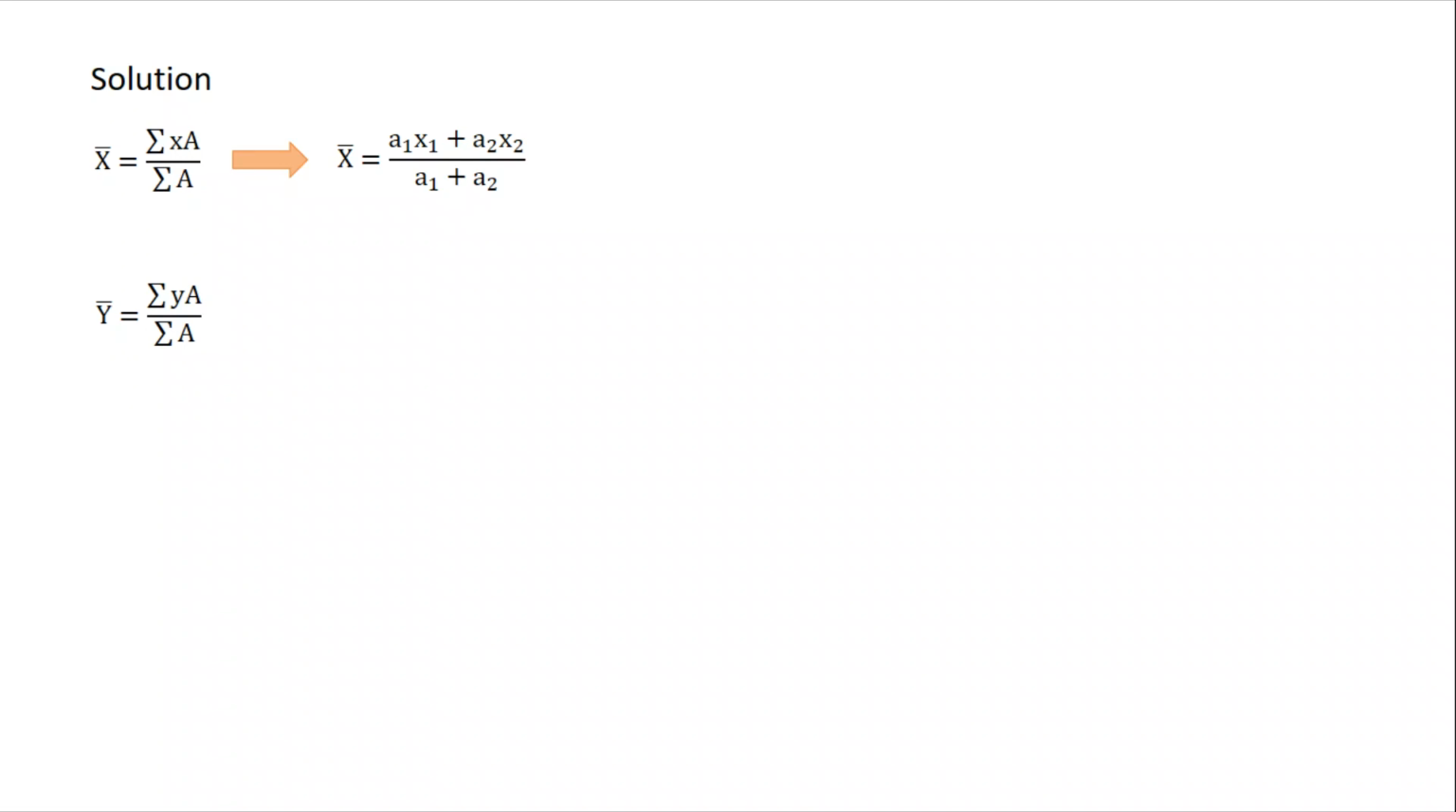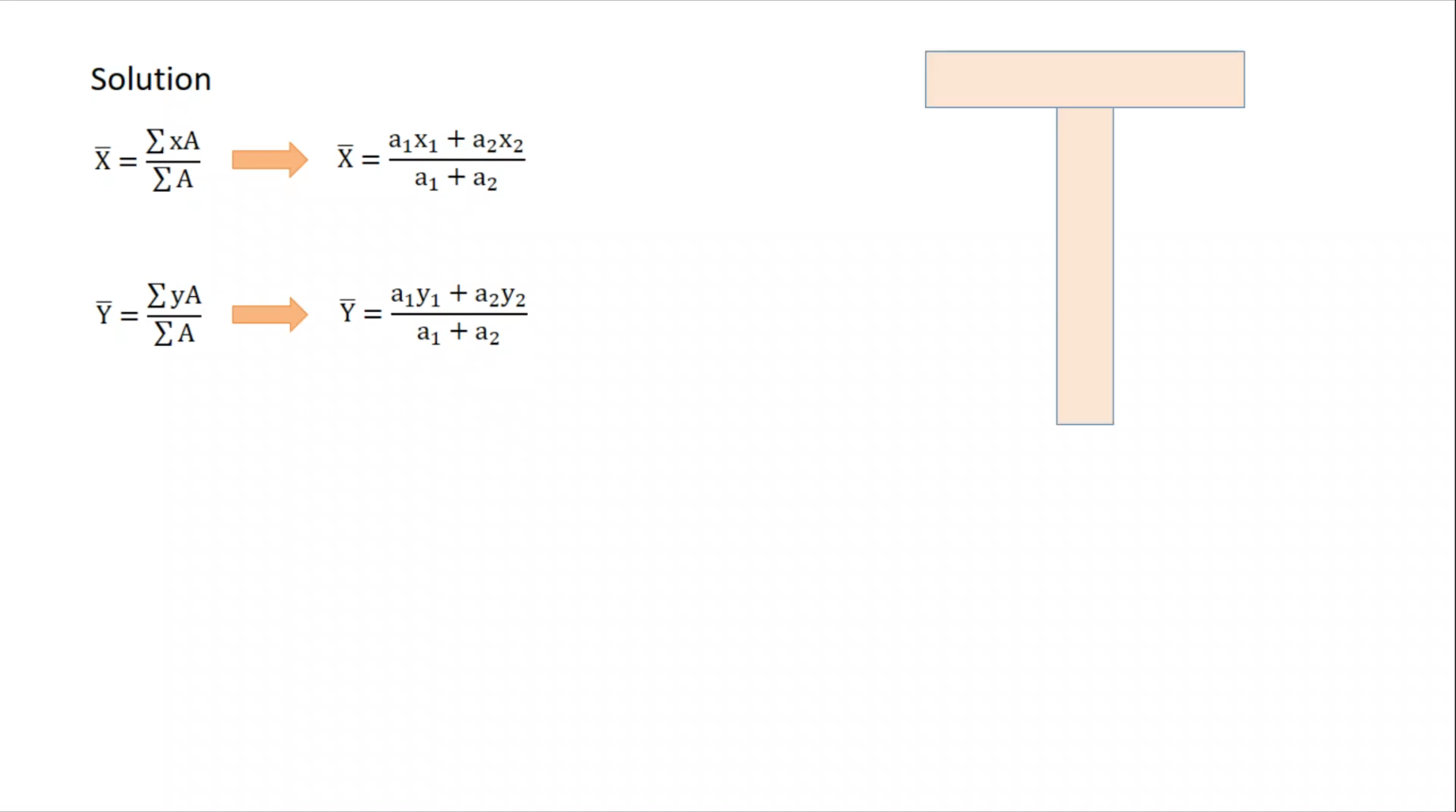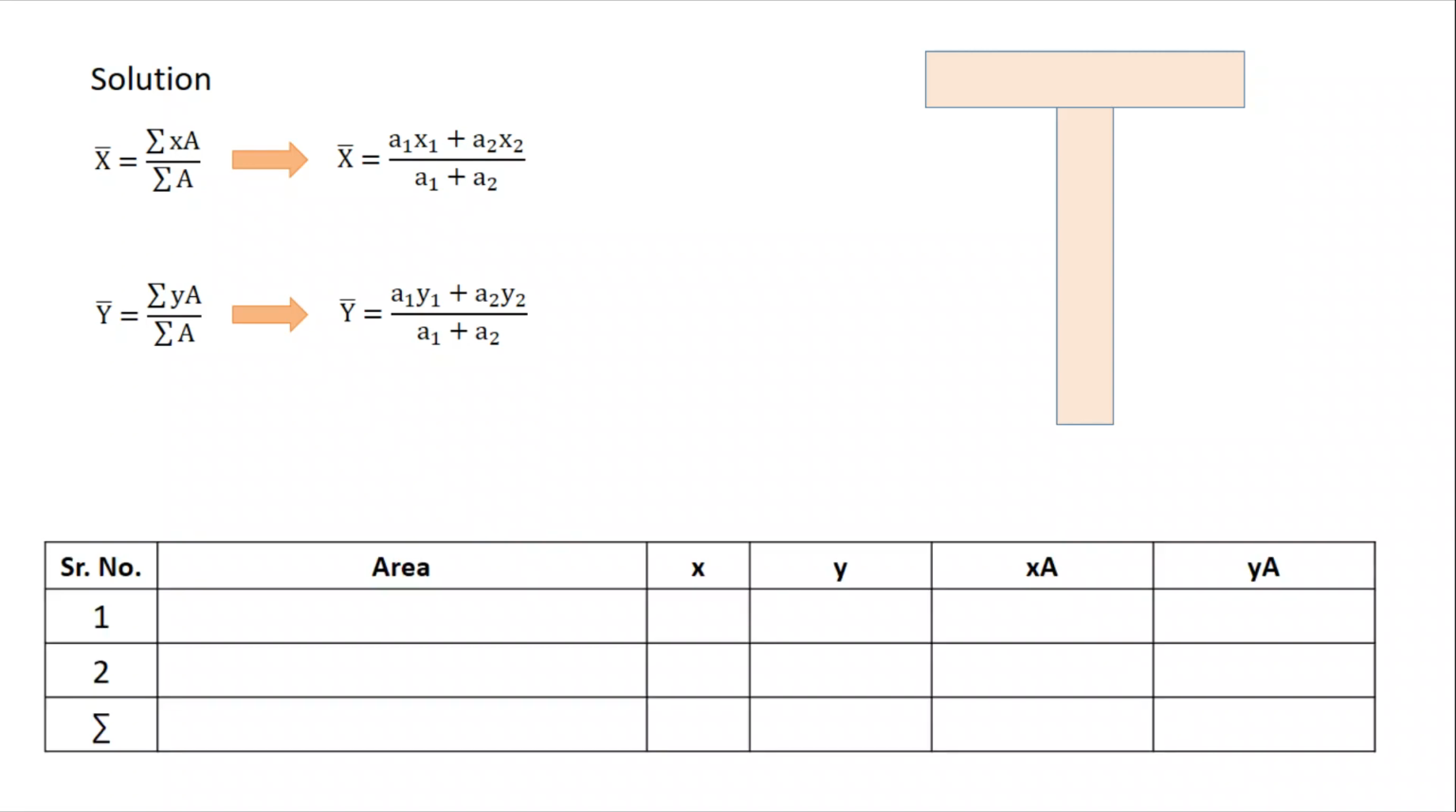Then y bar is summation of ya divided by summation of a. In another way, y bar is (a1 y1 plus a2 y2) divided by (a1 plus a2). So this is the T section, and to calculate the x bar and y bar, we have to prepare a table here.